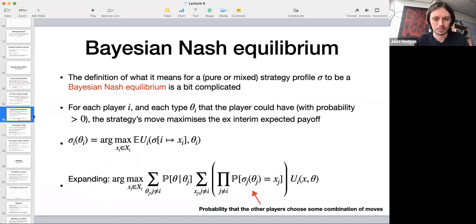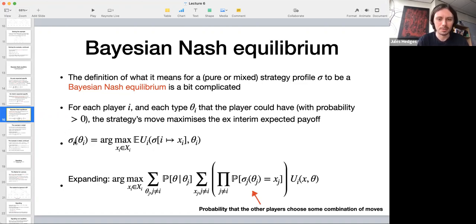Okay, so now we can define what it means for a strategy profile to be a Bayesian Nash equilibrium. And this is a little bit complicated. So we have an optimality condition that says that for every player, and also for every type that that player could have with positive probability, so let's say every possible state of the world, that player's strategy is going to maximize. So that player's strategy takes their type to a move, and so that move must maximize the interim expected payoff with respect to knowing that type.